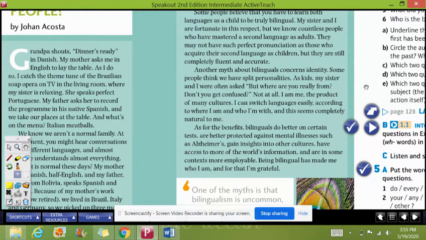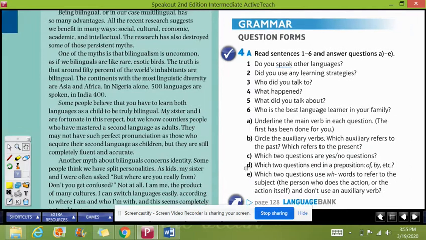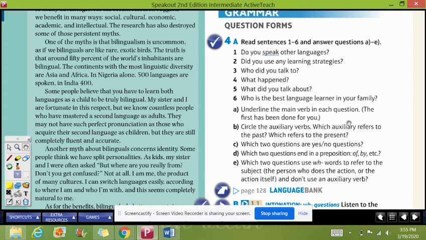Now, the next exercise we're not going to do because it says talk about it with your classmates. So we're going to go ahead and skip it. And we're going to take a look at number 4. Number 4 says question form. All you have to do is read the sentences, number 1 through 6, and answer the questions.